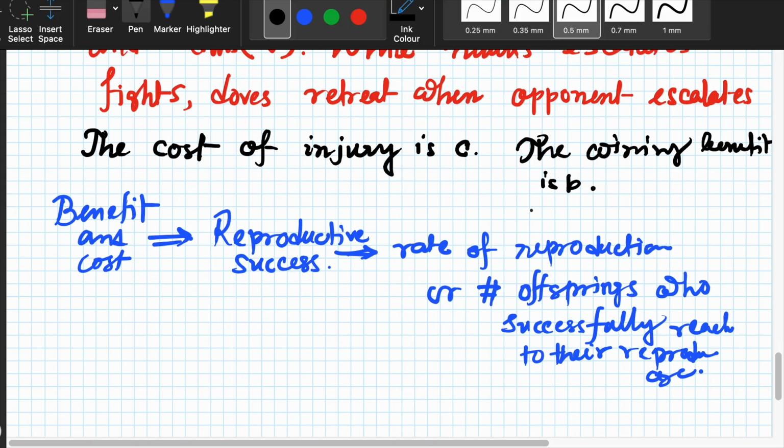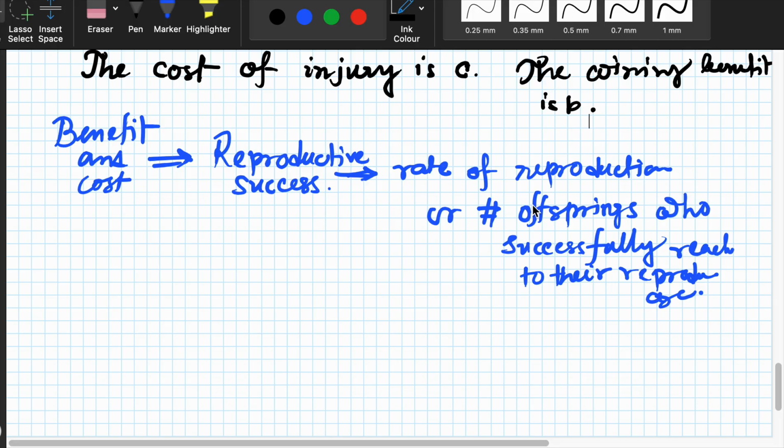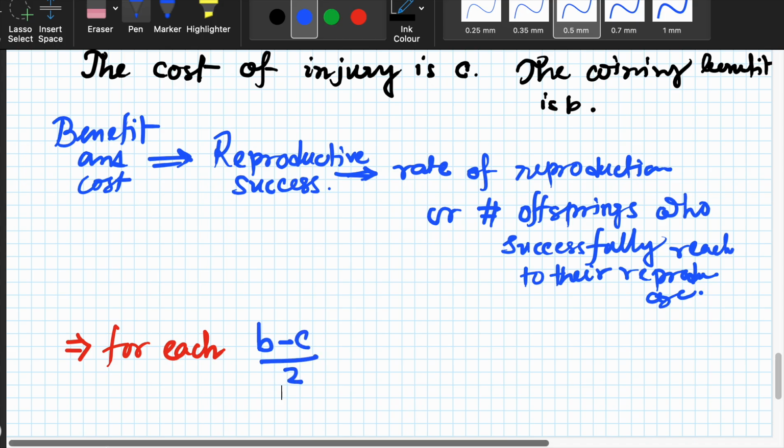Suppose that the benefit of winning is B. Now if two individuals are fighting, then only one individual can win. So suppose that each individual can win with probability half. So each of those fighting with each other will get a benefit of B minus C by 2. So B is the benefit of winning and C is the cost. The cost is C for everyone.